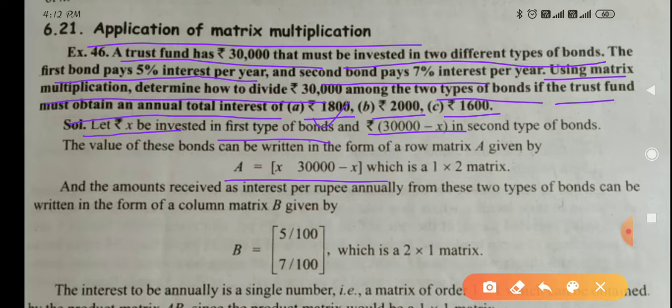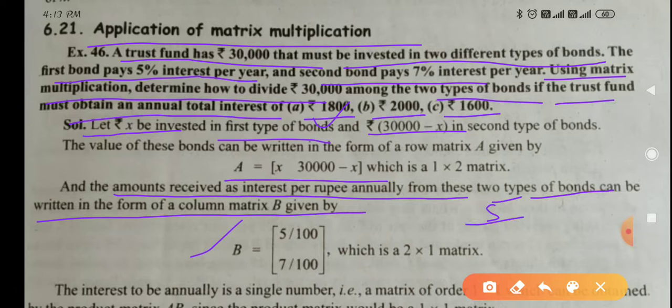Now the amount received as interest per rupee annually from these two types of bonds can be written in the form of a column matrix. You have made a one-row matrix, now make a one-column matrix. I will tell you why you are doing it like that. So 5% per annum means 5 upon 100 on 1 rupee in 1 year. So on 1 rupee you are going to get 5 upon 100 rupees as interest. So 5 upon 100 from the first bond and 7 upon 100 from the second bond.